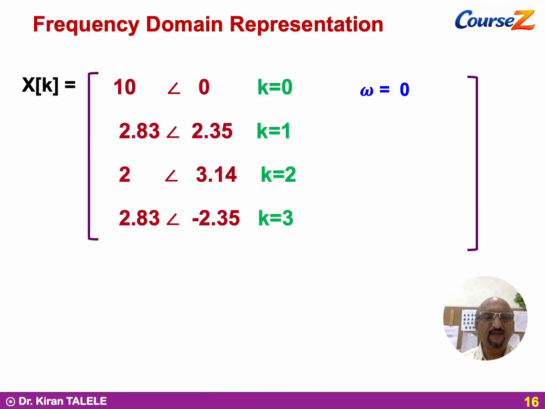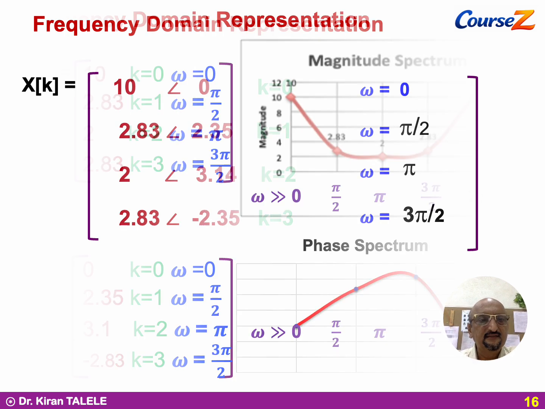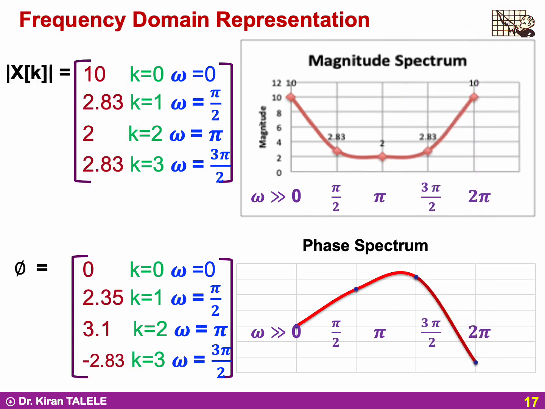I converted these values into polar form. When it is in polar form, we can plot the magnitude value and phase value for every value of omega, and if you do that, these magnitude values are 10 at omega equal to 0, 2.83 at omega equal to pi by 2, 2 at omega equal to pi, and 2.83 at omega equal to 3 pi by 2. If you repeat this calculation, you'll get the next value 10.